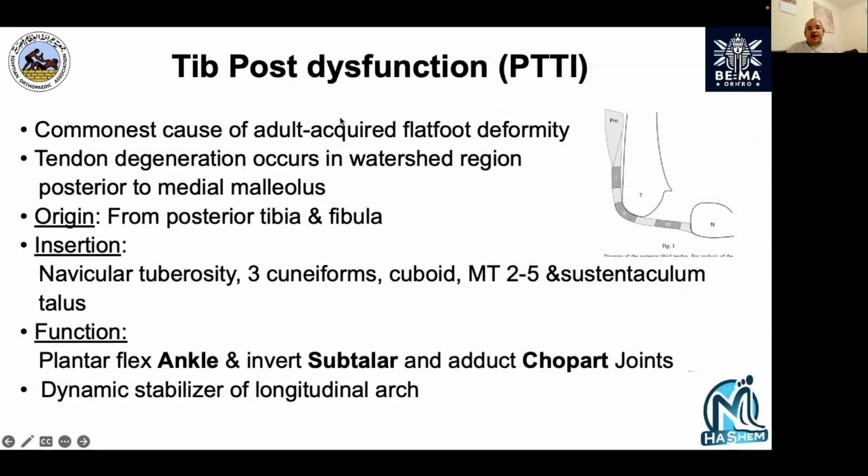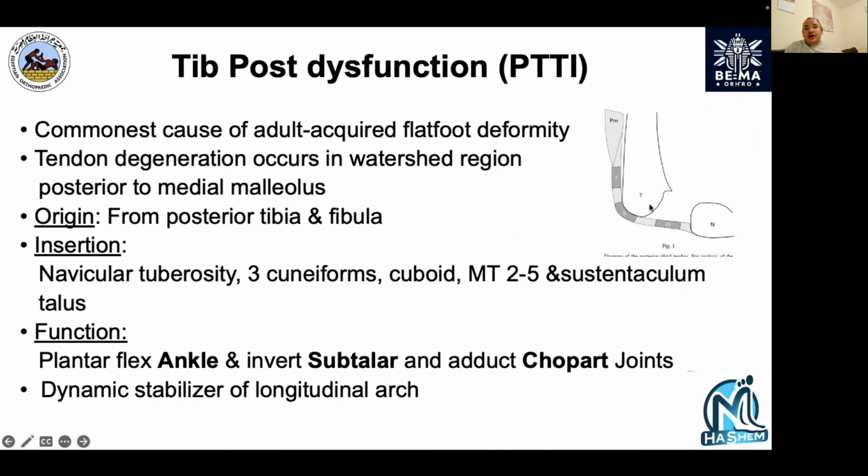So if we speak about the adult, as we agreed, the most common cause of flat foot in the adult is tib post dysfunction. It's the commonest cause of adult acquired flat foot. Actually, it's not because the tendon is weak, but because the tendon is degenerating. We agreed last time that the tendon is angling behind the medial malleolus 90 degrees, and because of this it makes a watershed area here with low vascularity and easily degenerates. And when it degenerates, the tendon does not function normally again.